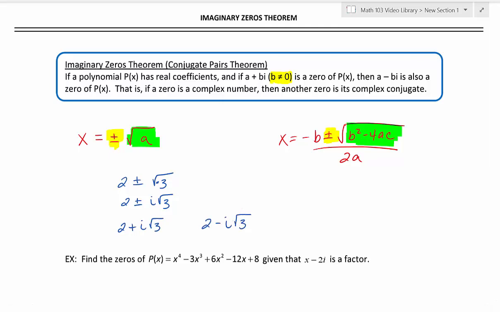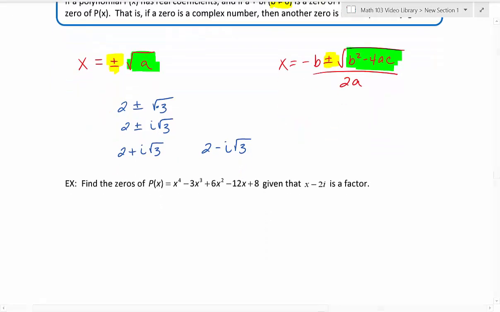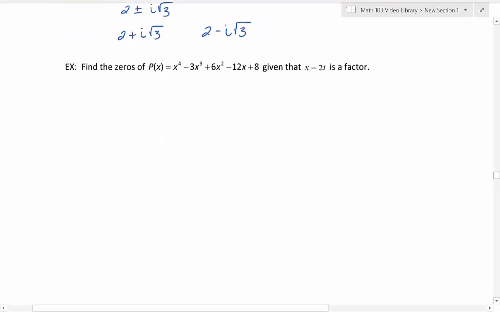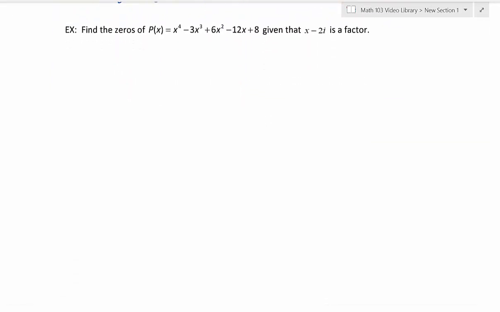So there's the a plus bi and the a minus bi. Every time we get an imaginary or a complex solution, there's going to be a plus and a minus. Hopefully that makes the theorem make a little more sense. All right, now let's use that theorem.